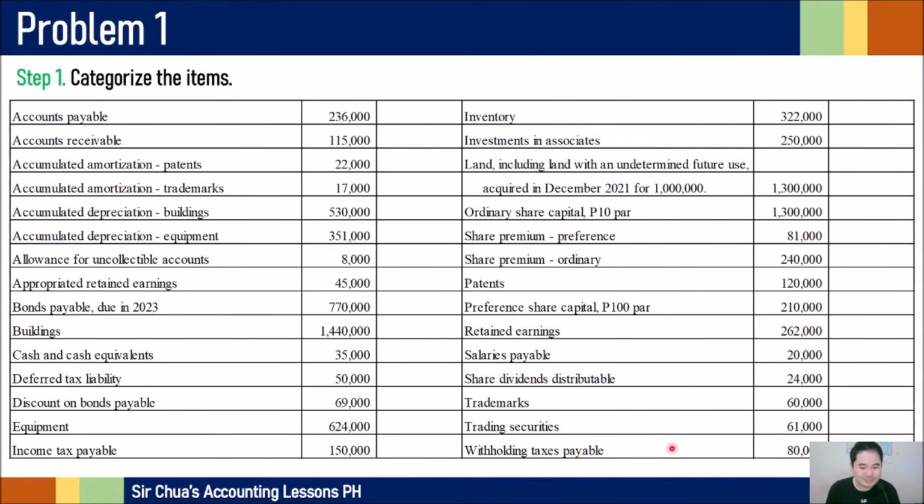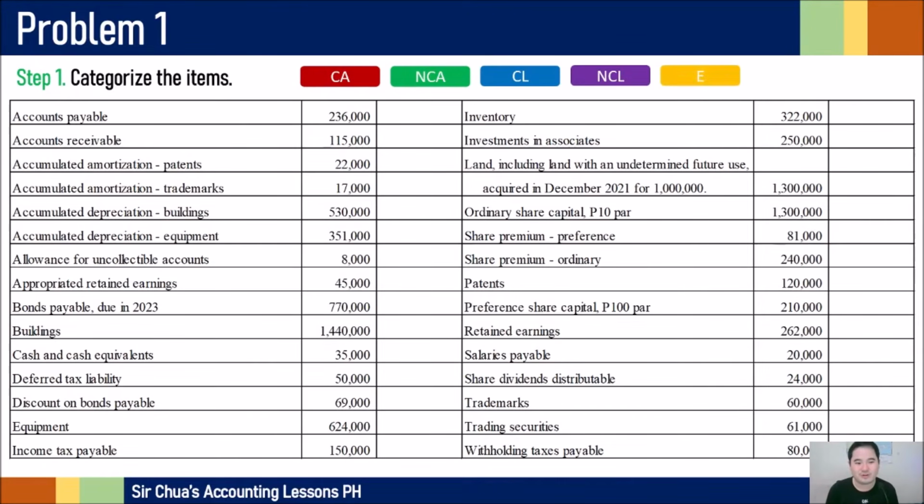Withholding taxes payable is 80,000. Okay, tas nandito yung classification niya. Babanggitin ko na lang kasi nakaharang yata yung mukha ko dito sa baba. Okay, classify natin siya kung current asset, non-current asset, current liability, non-current liability, or equity. Babanggitin ko yung account title, sagutin nyo sa isip nyo, tas makokonfirm naman kung tama, hindi ba?